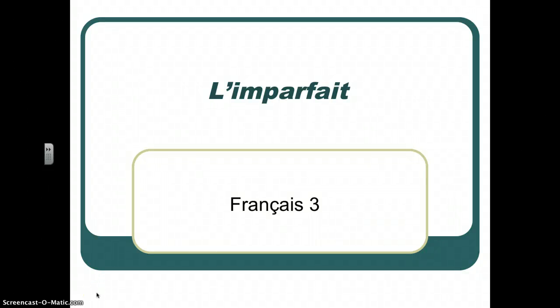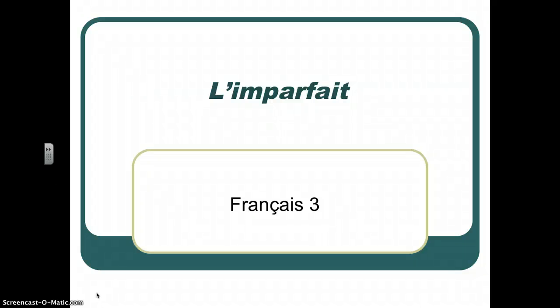Aujourd'hui, nous parlons de l'imparfait. L'imparfait, c'est un temps du verbe pour parler dans le passé. Now, is that freaking you out already? No, not the French. The fact that we're talking about another verb that's in the past tense. We already know a verb in the past tense. Don't fear. The imparfait is a different kind of verb in the past tense.